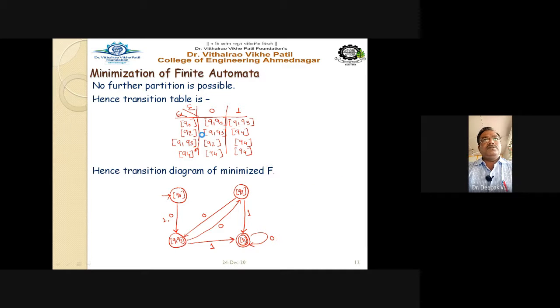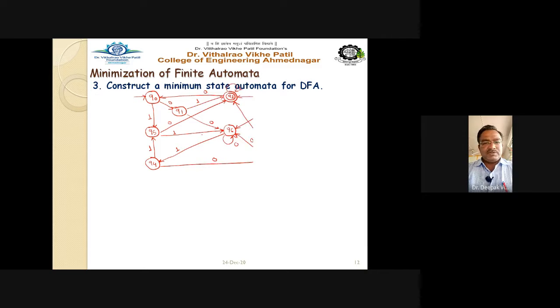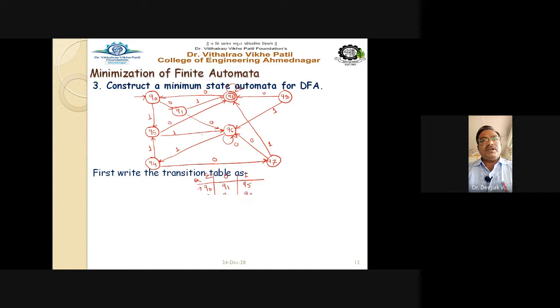Okay, let us go to the next example. Construct a minimum state automata for the given DFA. Now see here how many states are given. The number of states is more here as compared to the previous example. Q0, Q1, Q2, Q3, Q4, Q5, Q6, Q7, total number of states is 8, and the final state is Q2.